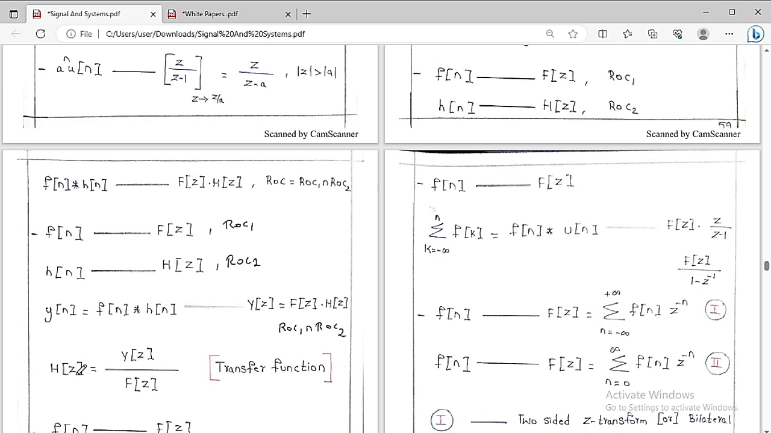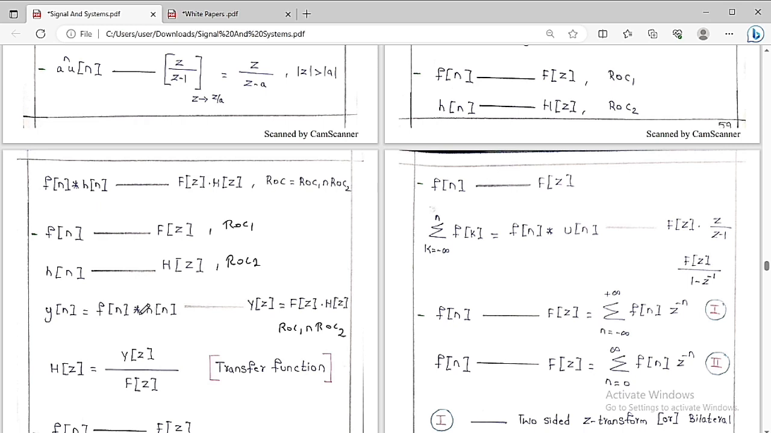So this point you always have to keep in your mind. Finally, I can say one important thing: for f of n, the z transform is f of z, which has an ROC of ROC1, and h of n has the z transform h of z, which has an ROC of ROC2. Suppose y of n is f of n convolution h of n, because in the LTI system, the input is f of n and the impulse response is h of n, and the output is the convolution of the input and the impulse response.